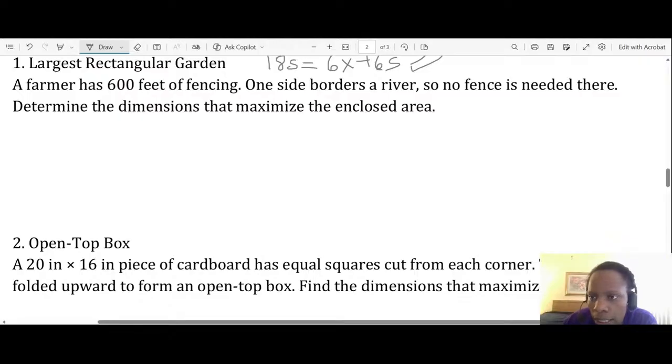All right, let's see. Next up, we have a rectangular garden. A farmer has 600 feet of fencing. One side borders a river. So we'll just say there's a river, so no fence is needed there. But there's some other sides.